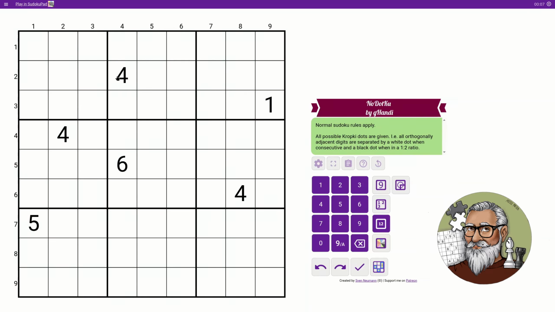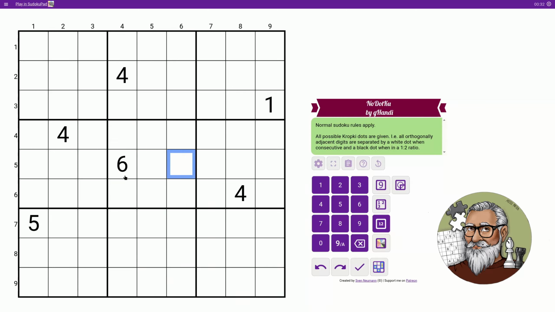Effectively what it's saying, because we don't have any Kropki dots, it just becomes a negative constraint, as in no two orthogonally connected cells can be consecutive or in a 1 to 2 ratio. That's what it is, right? As in we can't put 2 here, for instance. We can't put 3 here, 4 or 5. Which gives me my first digit, right?